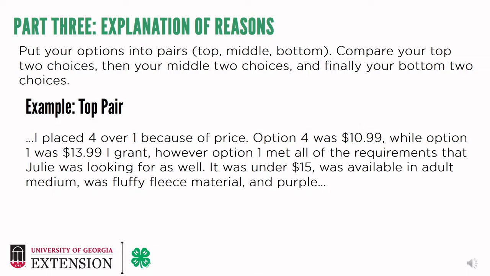In this comparison of my top pair, I utilized a term called grant. That is when you're giving credit to something. So while I placed 4/1 in that top pair, I did want to give credit that 1 did meet all the requirements. It's just 4 was cheaper. Let's look at our middle pair.